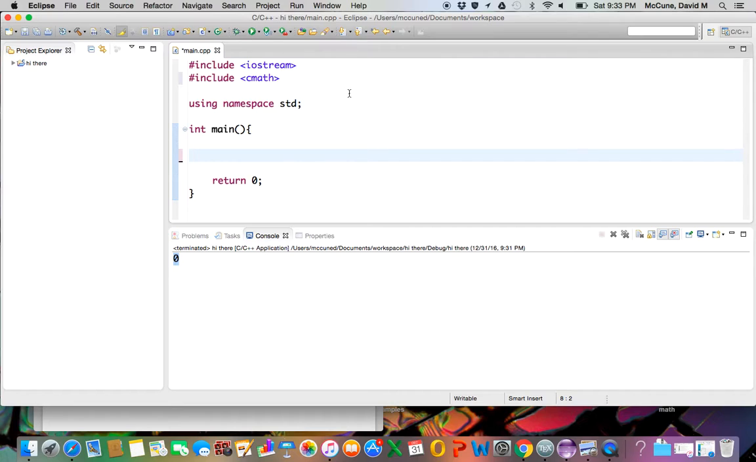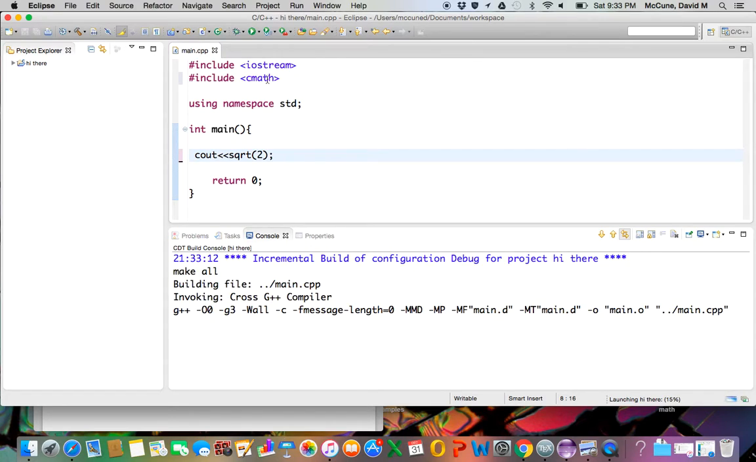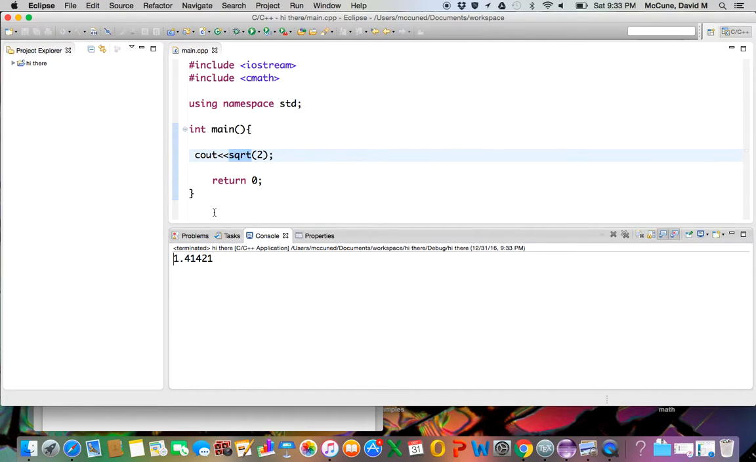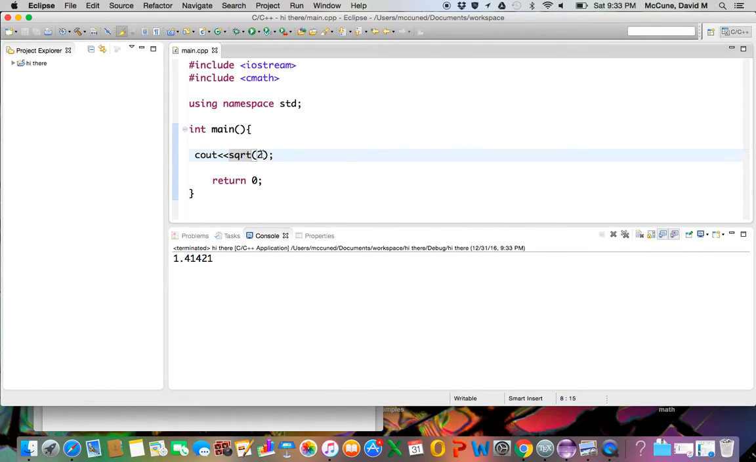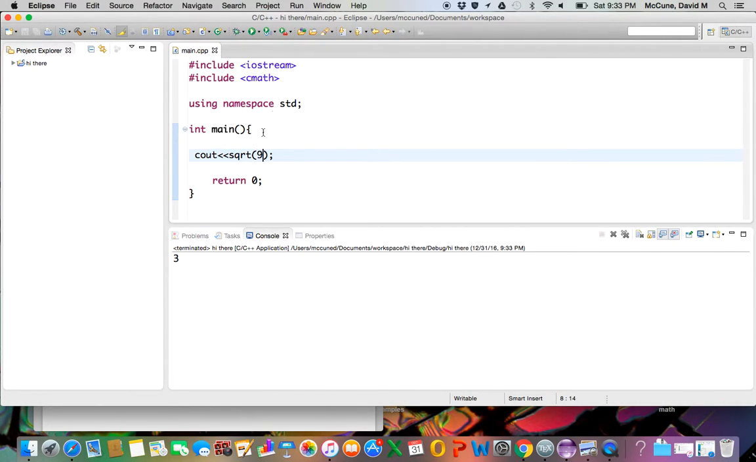Okay, so for example, suppose you want to know what the square root of 2 is. You can use this command, sqrt, square root, and print it to the screen. Inside of cmath, somebody has taught the computer what sqrt means. And 1.4142 is approximately the square root of 2. The square root of 9 is 3. So what should happen here is 3, right?